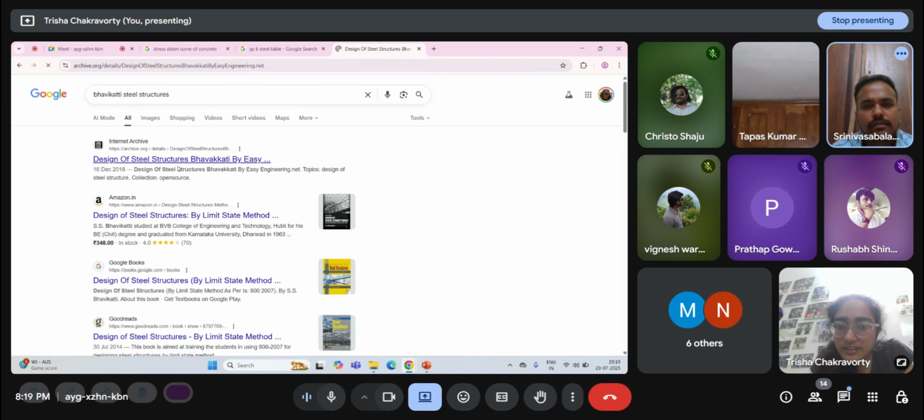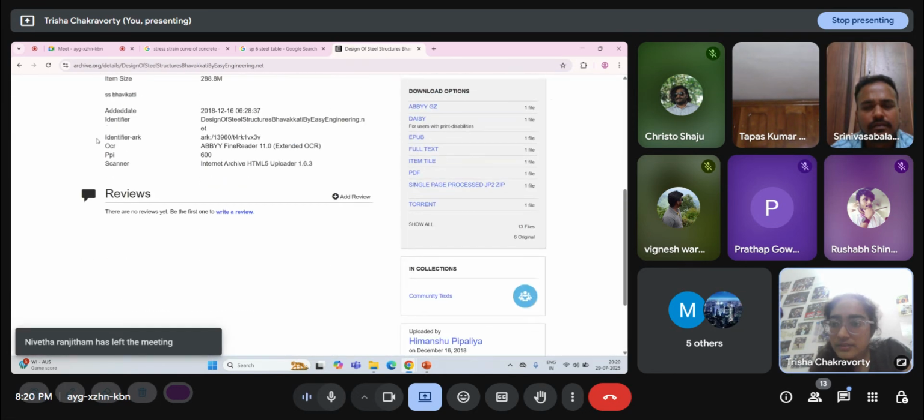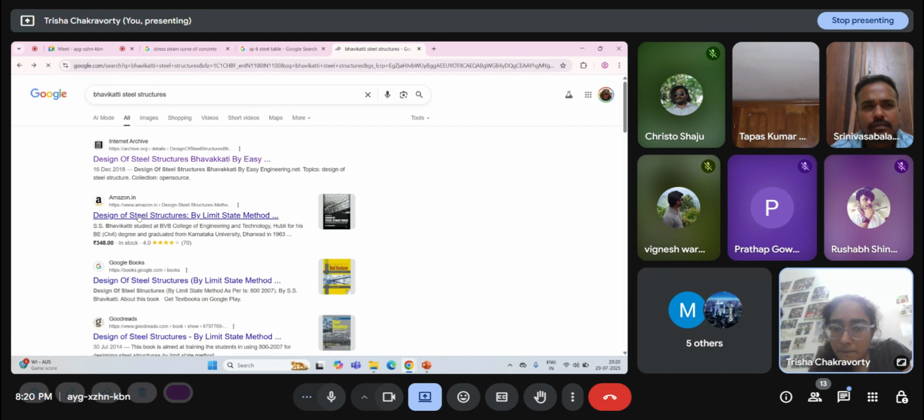This Design of Steel Structures book by Bhavikatti was very useful when I took this course. I'll write down the name.